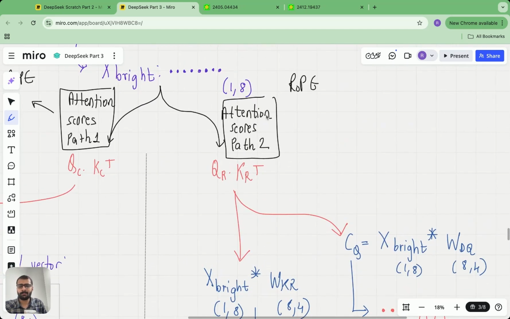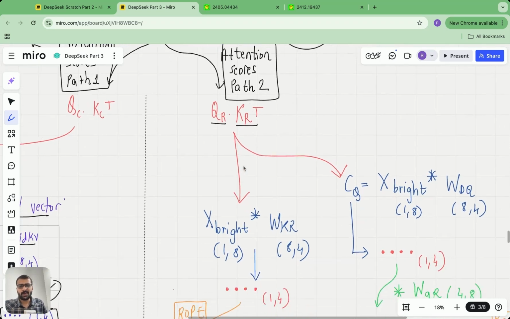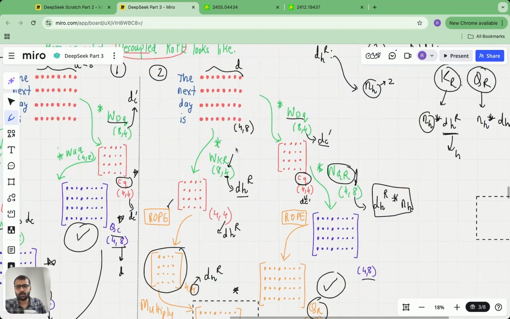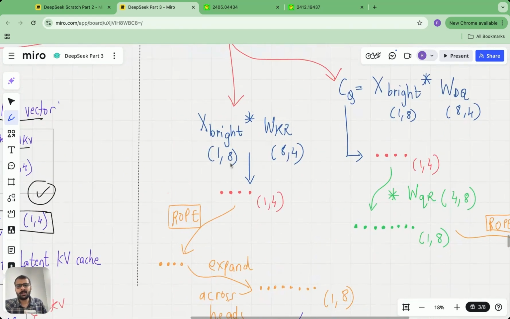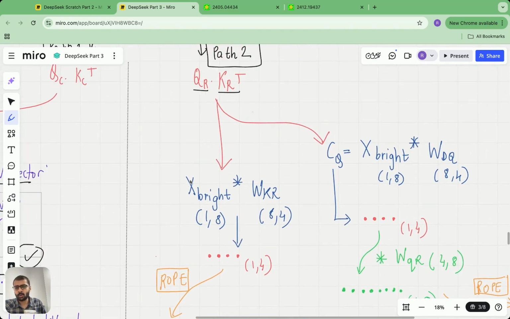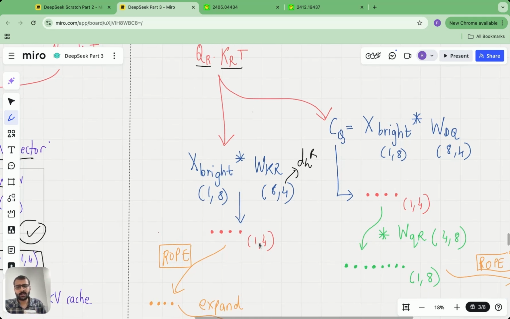We need to compute the attention scores through path number 2 as well, which is where my rotary positional encodings will be injected. Here I have to compute QR multiplied by KR transpose. First we compute KR, so we multiply the input with WKR. The input, which is 1 by 8, the token embedding for bright, is multiplied with WKR, which is 8 by 4. Remember, this 4 is DHR, the rotary dimension of each attention head in my rotary space. So this product will be 1 by 4.